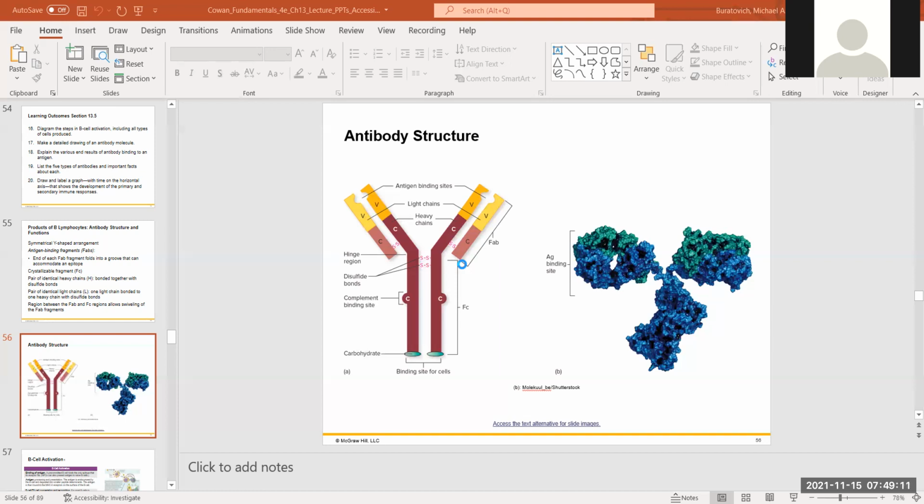Now, antibodies are also called immunoglobulins. And a convenient abbreviation for immunoglobulin is capital I, lowercase g, Ig. So if you hear Ig, it doesn't mean independent grocers. It means immunoglobulin.